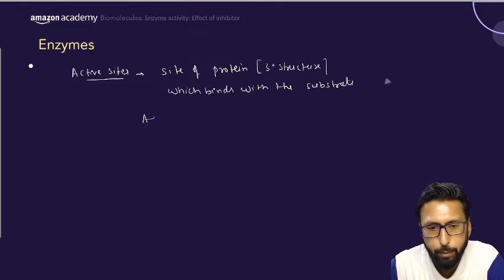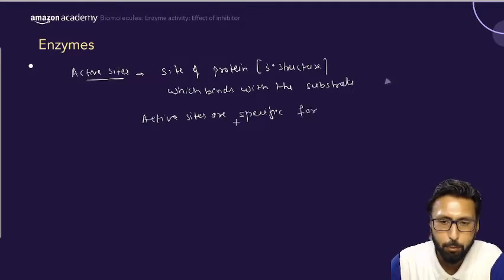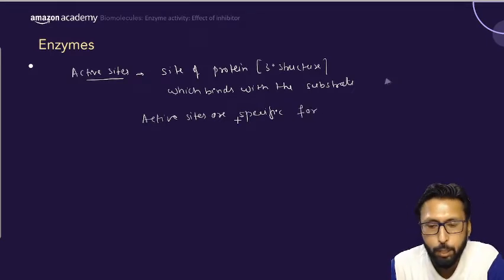And these active sites are specific for their enzymes, for their substrate. Why are we reading about active sites? Because this is going to come when we talk about inhibition. So active sites are specific for the substrates.